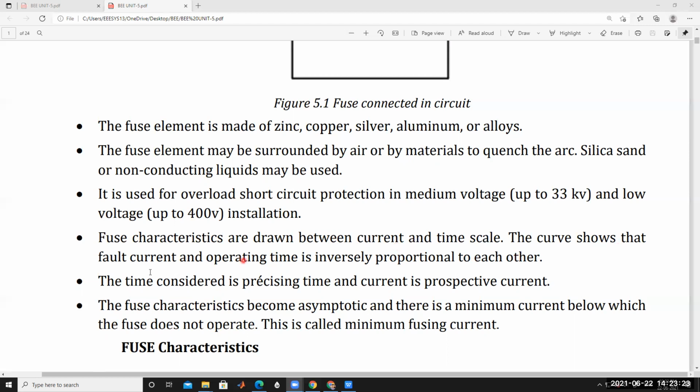The curve shows that the fault current and operating time are inversely proportional to each other. If the fault current flowing through the device increases, the operating time of the fuse must be less. Only then can you say that this fuse is a well-protected, well-operating device. Am I right? That means the current and time characteristics are inversely proportional. The current is increasing, so the time must be reduced.